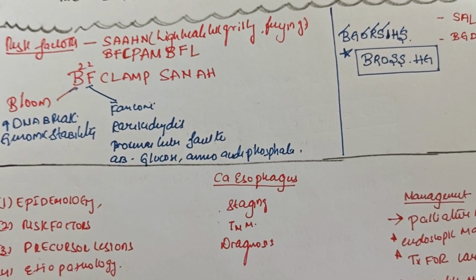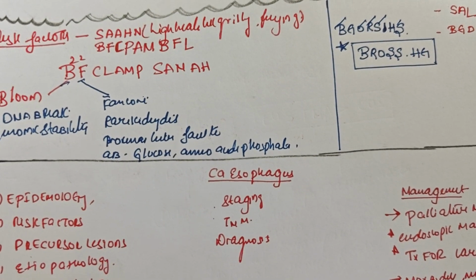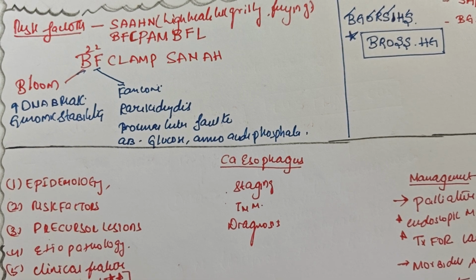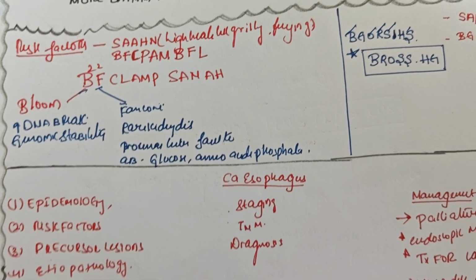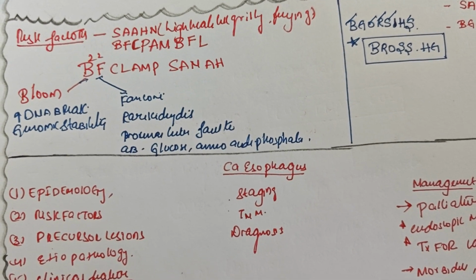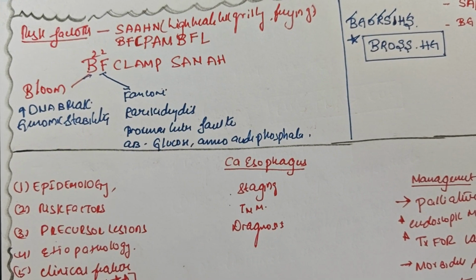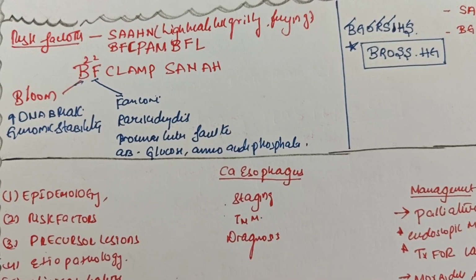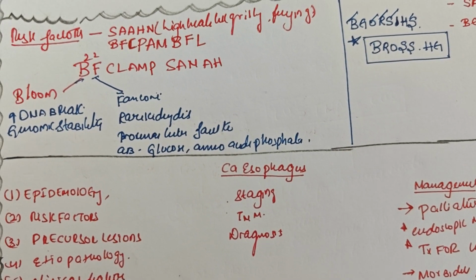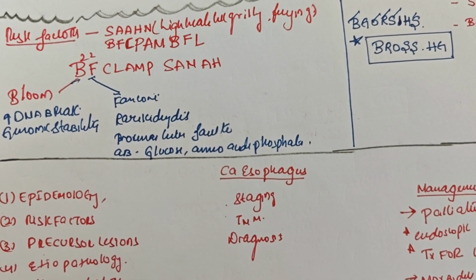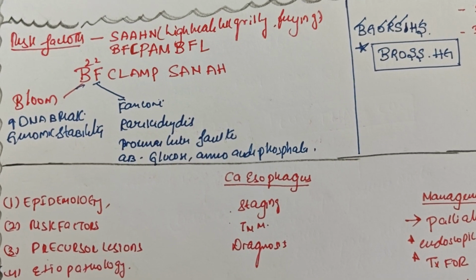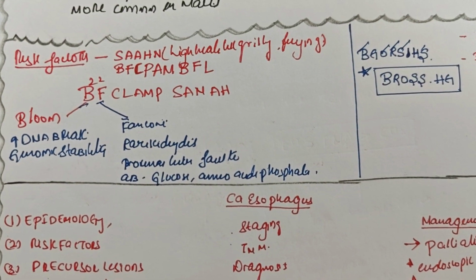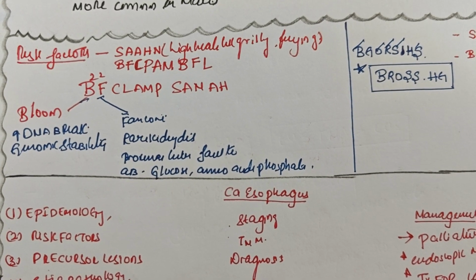What is F here? F is Fanconi syndrome. What happens in Fanconi syndrome? There is a defect or failure in the proximal tubule of the kidney, so it fails to absorb glucose, amino acids and phosphate. The first thing is B for Bloom's syndrome, then betel nut. F for Fanconi's.